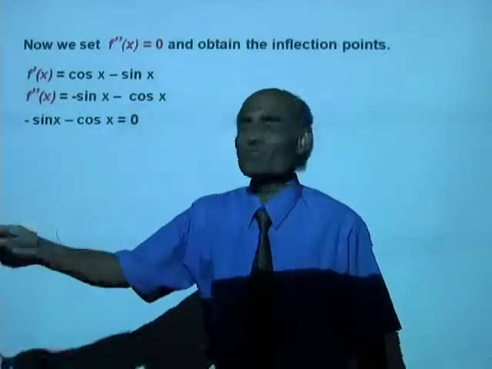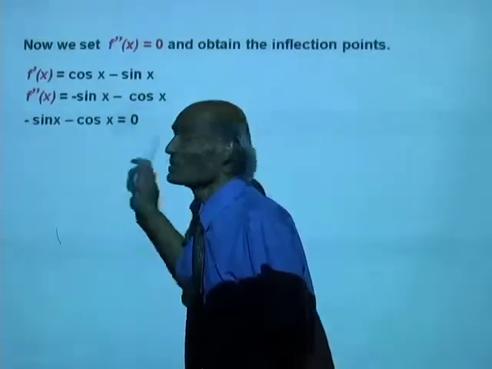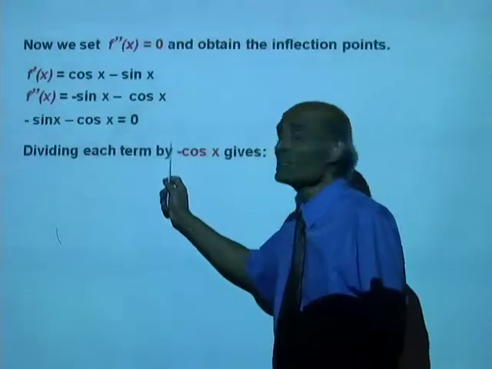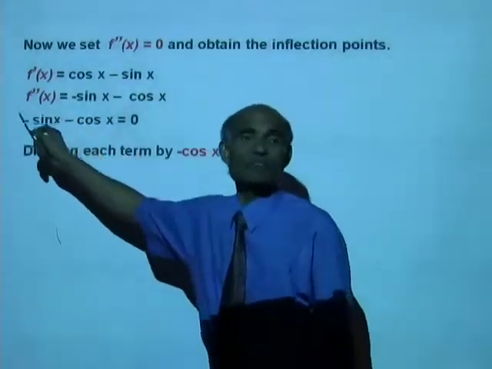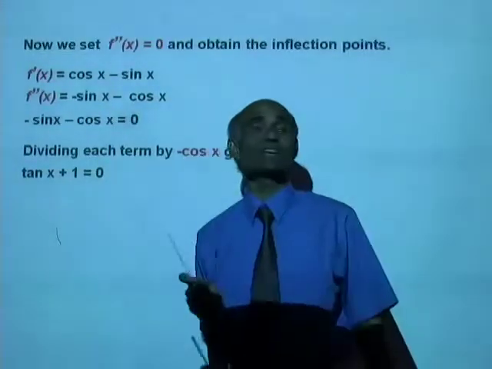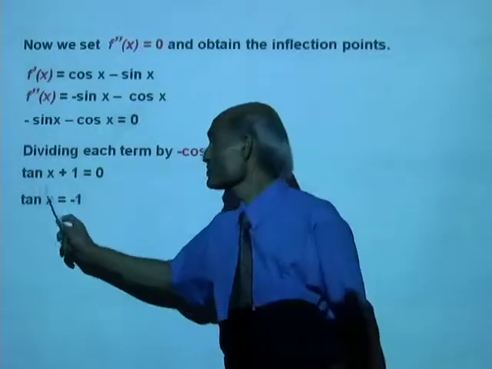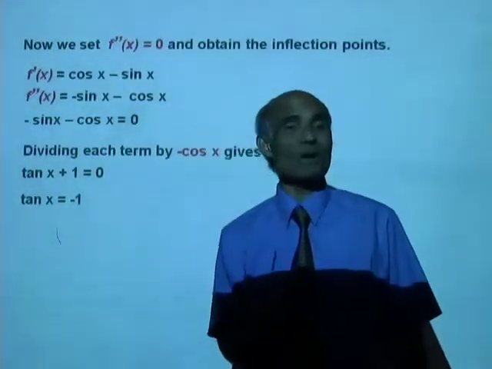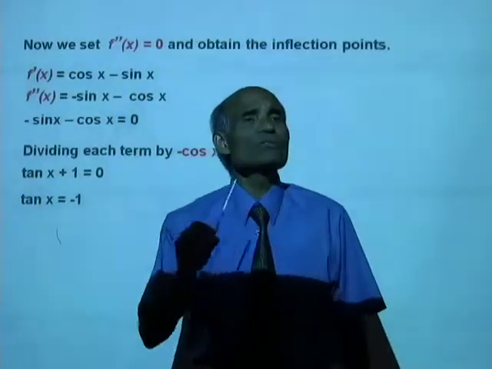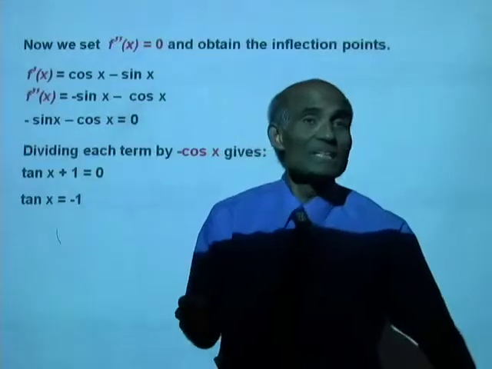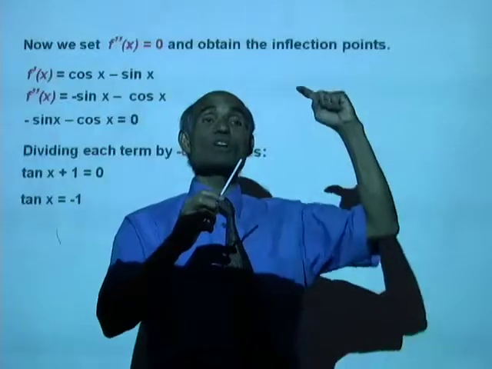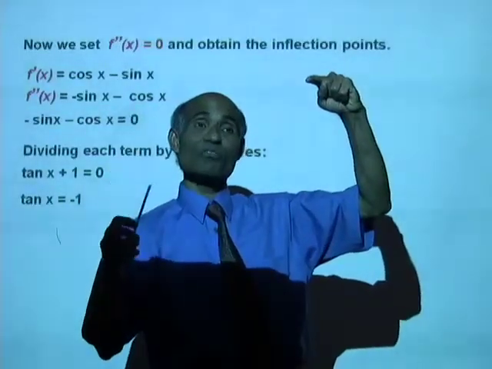You can use the same method. Divide each term by negative cos x so that the negative terms will go. By doing that, you get tan x plus 1 equal to 0. And that gives you tan x equal to negative 1. And tan x equal to negative 1 will give you what values of x? Remember, tan x is positive in the first and the third quadrant. It means it will be negative in the second and fourth quadrant.